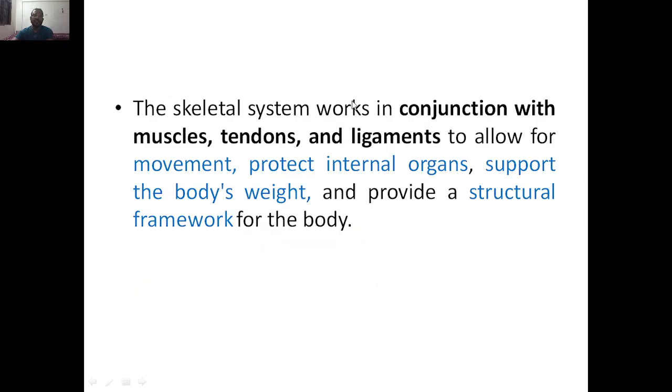So the skeletal system works in conjunction with the muscles, tendons and ligaments. That means in order to perform its proper function for our whole body, the skeletal system has to combine with the muscles and with the tendons, where tendons will bridge the gap between the bone and the muscles. And then ligaments play a very important role. That means they will restrict the excessive movement of the bones. They will join the bones and act as a proper placement, to allow for movement, protect internal organs, support the body's weight and provide a structural frame of the body.